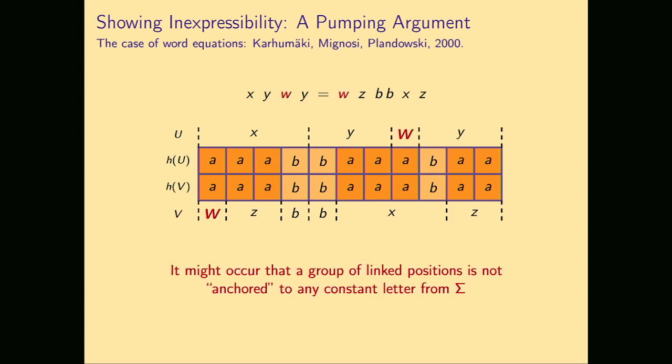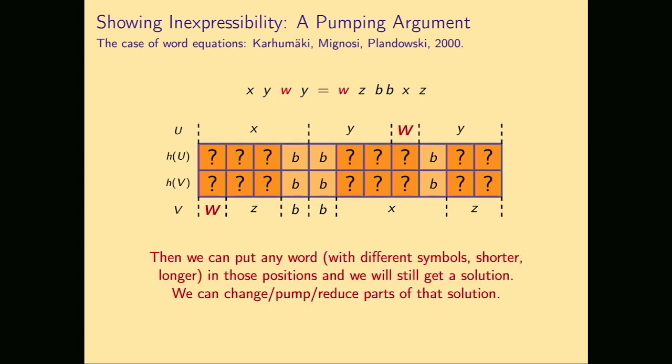And the trick coming from a paper from 2000 is that it might be the case that this group of linked positions is actually not determined by any actual constant from our equation. So for instance, here we have that this position is determined by this W. This means that we can put there an A, but we can also put anything that we would like. So we can put any other word, right? So this means that the skeleton for the solution of this equation is actually, you have some positions like these B's which are determined, but all the others could also be replaced by something else, with the only restriction that you should have the same something else everywhere.